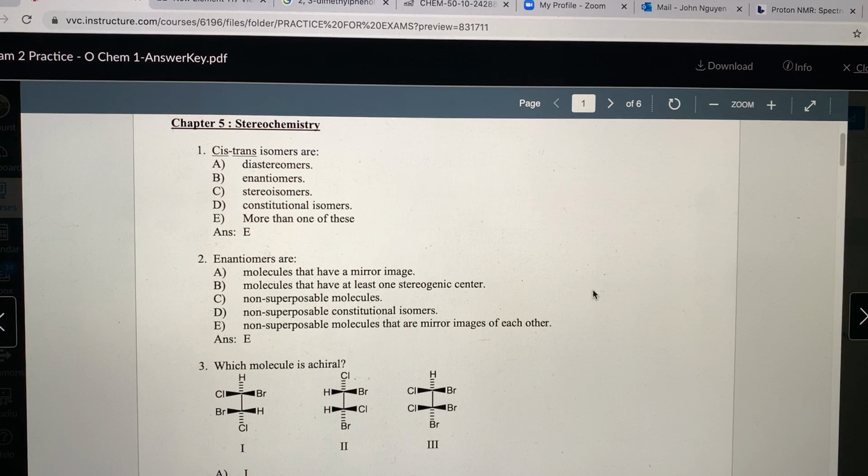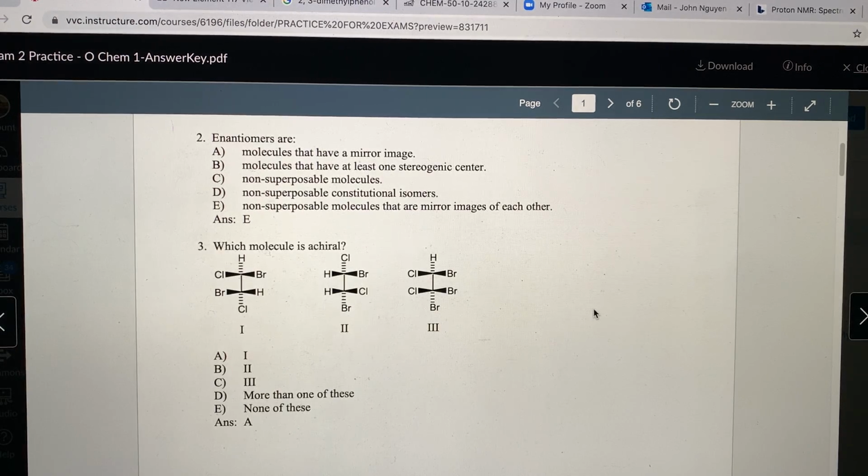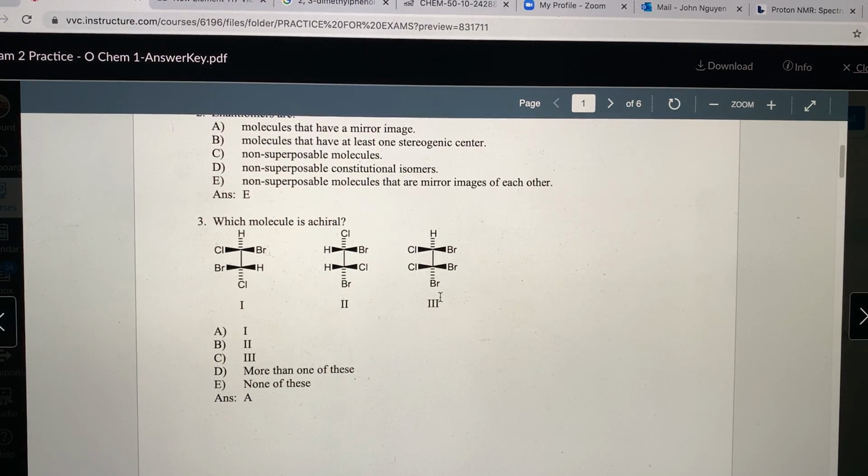Now, if we use that definition to recognize chiral molecules, it's a little bit difficult sometimes, especially for molecules that have more than one chiral carbon. Here's a quick way. Whenever you get a molecule, if it has only one chiral carbon, then the molecule is chiral.